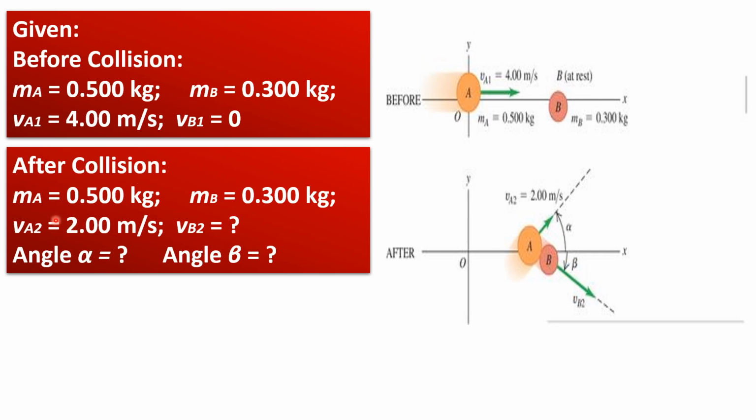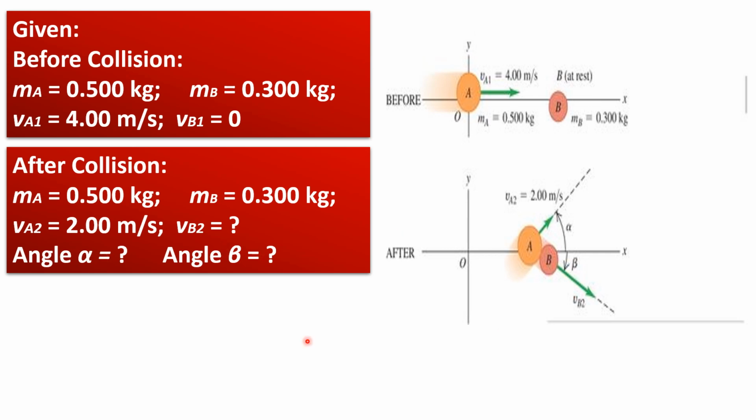Now, the magnitude of the velocity of particle B is also to be determined. Notice in the diagram that the arrow that represents the velocity vector for particle B makes an angle beta from the positive x-axis. In other words, we have three unknown quantities: v sub B2, which is the magnitude of the velocity of particle B just after collision, and the two angles, angle alpha as well as angle beta.